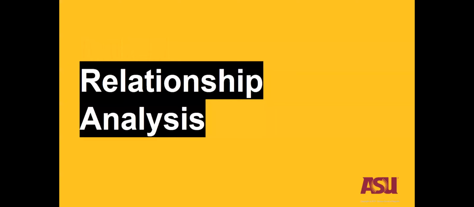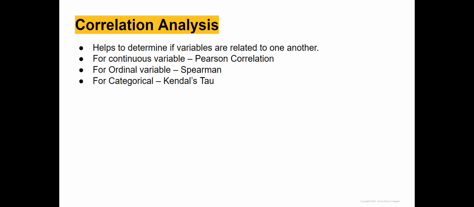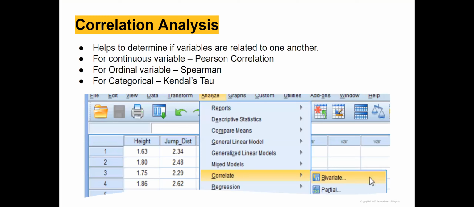Next is relationship analysis. We can find the relation between two variables, like how two variables are related to each other. Suppose you have two variables, height and weight, and you want to know whether by increasing the height, the weight increases or decreases. To know the relationship between two variables, we basically do the correlation analysis.